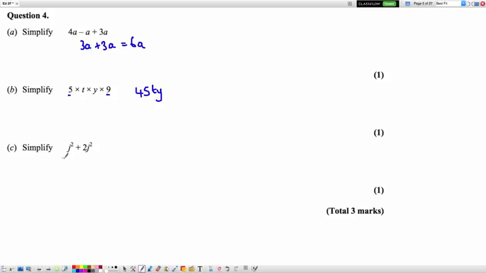Here we have 1j to the power 2, and here we have 2j to the power 2. So altogether we have 3j to the power 2, 3j squared.